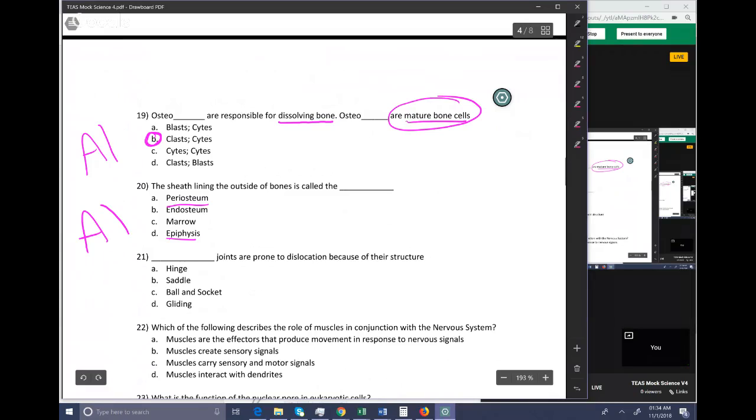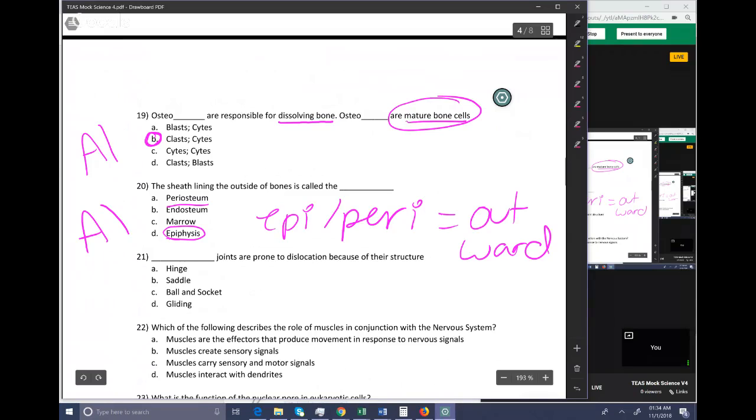The epiphysis refers to structurally like the end of a bone. So it has that epi prefix, which both epi and peri actually mean the same thing. They mean outward. In the case of the periosteum, that means the superficial part of the bone, the furthest out from the center of the bone. And that's the one that is a sheath that lines the bone. And epiphysis is a structural landmark. So it does mean outward. So outside of bones would connect to both of those terms. But sheath lining is what tells us that what we're looking for is the first one.